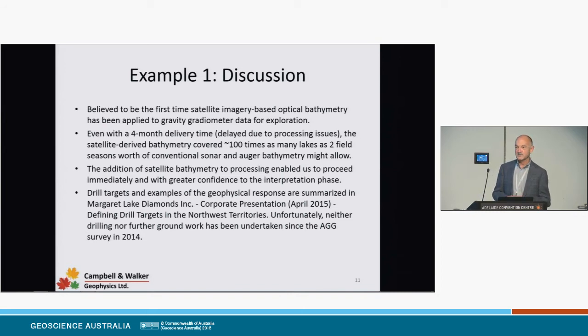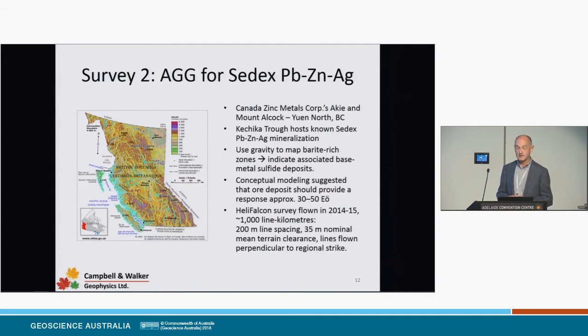The addition of that bathymetry allowed us to proceed immediately and with much greater confidence to an interpretation stage. I'm not going to show you anything else, but the drill targets and examples of the responses are all available online as a corporate presentation, April, on the Margaret Lake Diamonds Incorporated website.